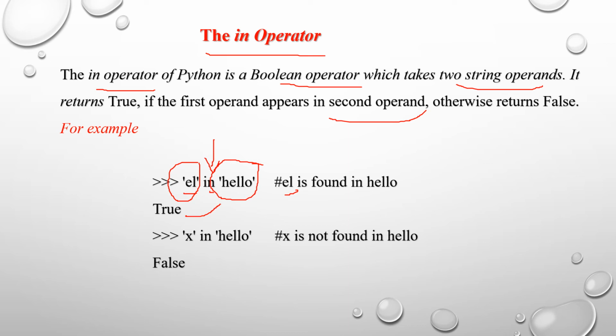So this in operator returns true. Let's consider one more example: x in hello. Here x is not found in hello. x is the first operand and hello is the second operand. The first operand is not found in the second one, so it returns false. This is the function of the in operator on strings.